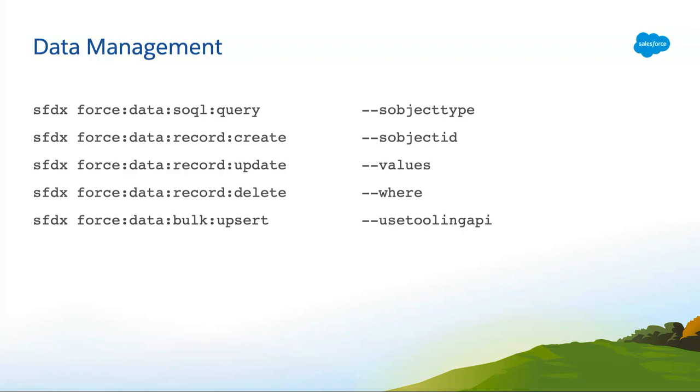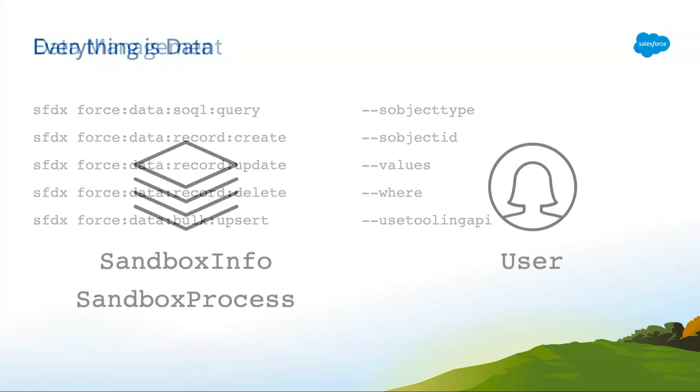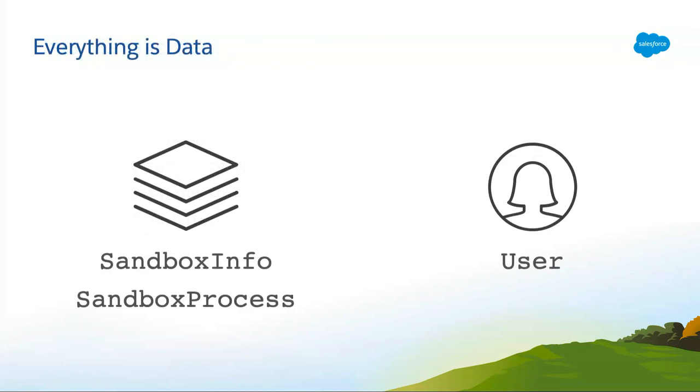So, what else? There are existing features to interact with sandboxes using the commands. Where they don't exist, SandboxInfo are your sandboxes, and SandboxProcess tracks sandbox refresh processes. So you can always query those, or you can actually just do an update on SandboxInfo if you want to refresh a sandbox, for instance. That's really handy. And then, of course, remember, users are data as well.